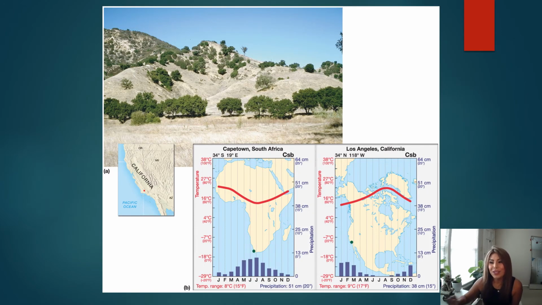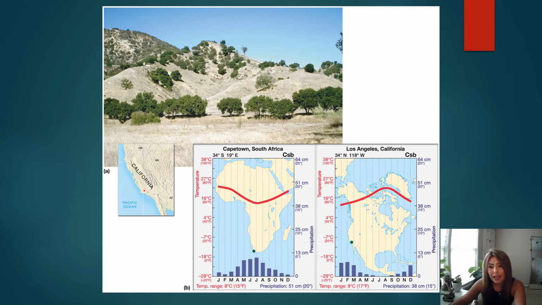Okay, so we're looking at Los Angeles, California, Mediterranean climate zone, and Cape Town, South Africa. They're in different hemispheres. So when we're in summer, they're in winter, right? When they're in winter, we're in summer. However, if you're in summer in Cape Town, South Africa, you would probably feel like you were here in Los Angeles. It's just in a different time of year, right?